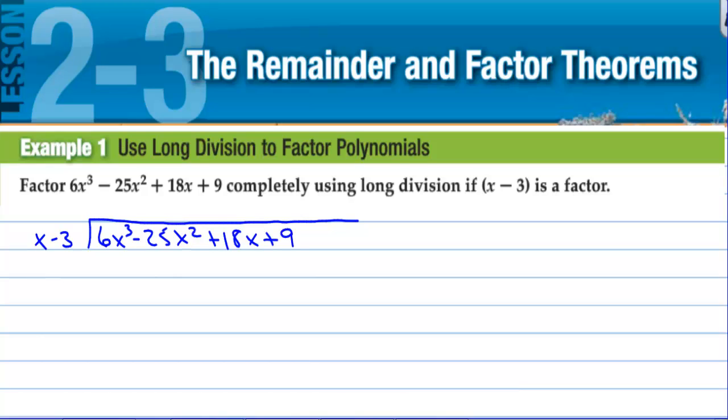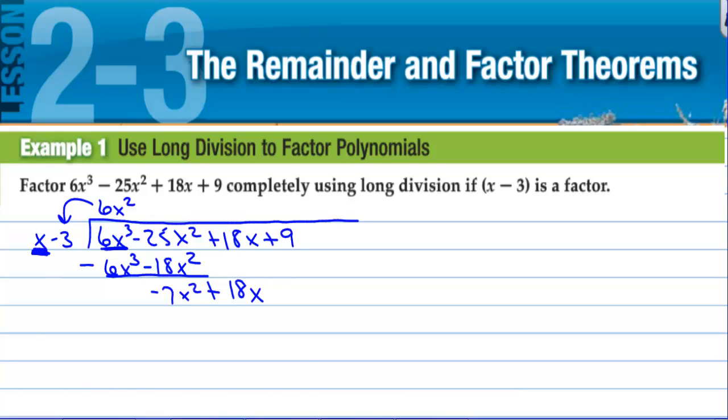And we ask ourselves, what do we multiply times x to get 6x to the third? We multiply by 6x squared. So we have 6x to the third, and then we take 6x squared times negative 3 as well. So we get negative 18x squared. Now when we do long division, we always subtract. Negative 25 minus negative 18 is negative 7. And then we bring down the 18x.